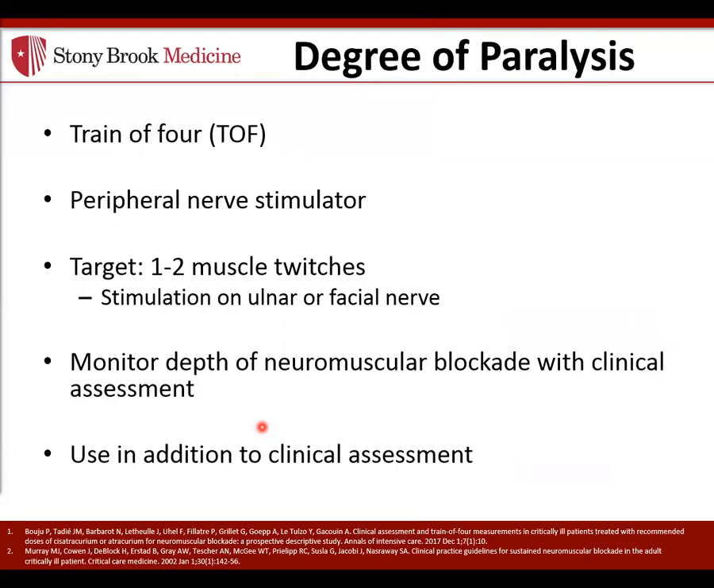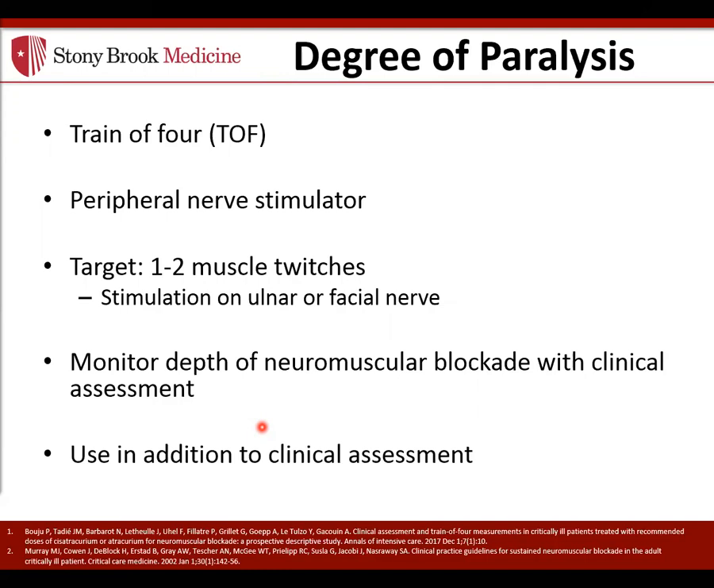So the way that we monitor dose response to neuromuscular blockers and the degree of paralysis is by the train of 4. This is a peripheral nerve stimulator. It's most commonly used on the ulnar or the facial nerve. This nerve stimulator delivers 4 electrical impulses at 0.5 second intervals and then assesses the number of twitches that results. And that's used to help us determine how paralyzed the patient is.